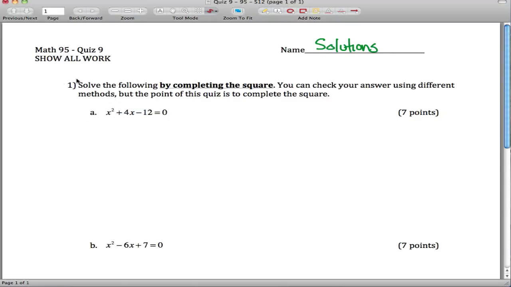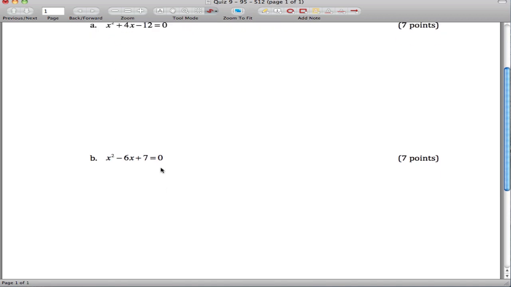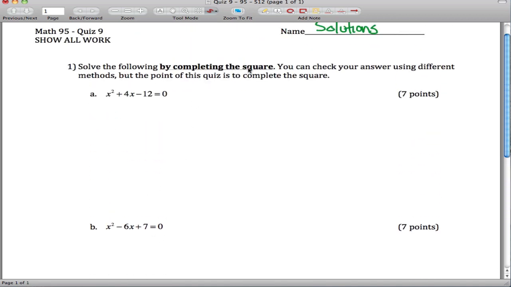All right, here are solutions to quiz 9 for Math 95. On this quiz, we're given 3 problems and asked to complete the square to solve each of these. Some of these you can solve without completing the square. Maybe we'll do that to check our answer later.